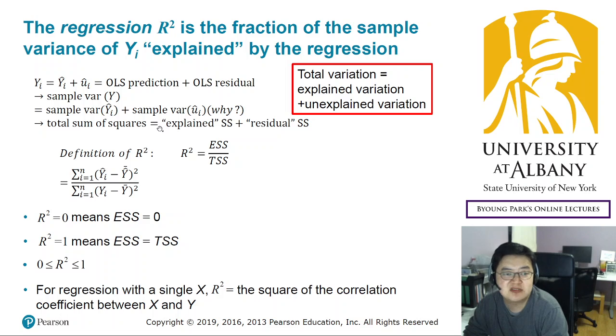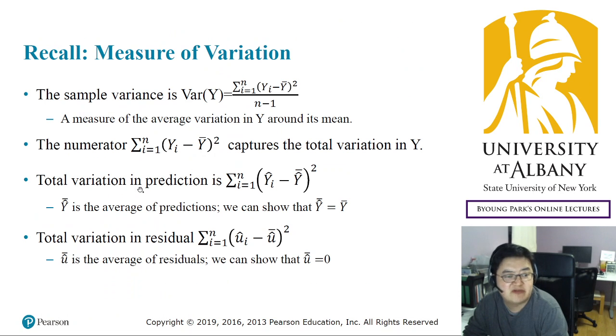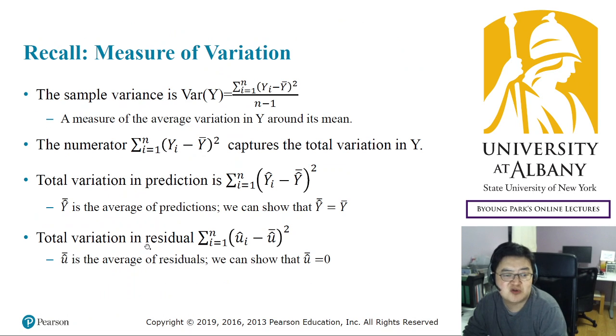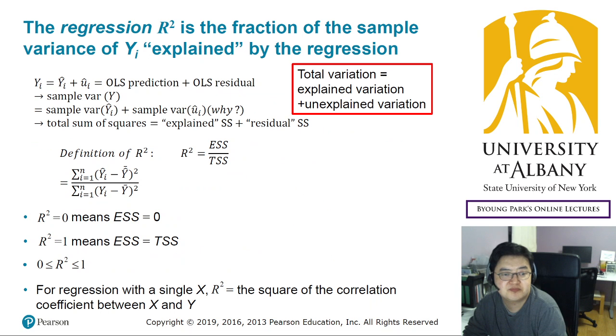explained sum of squares. Explained sum of squares is the total variation in your predictions. So this is called ESS, explained sum of squares, and the residual sum of squares is intuitive. This is the variation in the residual, which is considered as the unexplained variation in Y.